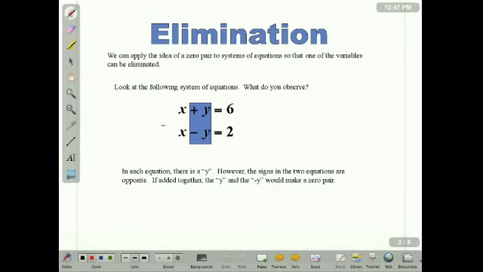given two equations in standard form, x plus y equals 6, x minus y equals positive 2, and we're being asked to find the solution, that is, to find where these two lines cross. Notice that my y's are the same value, but one is a positive and one is a negative. This allows us to combine these two equations into one and get rid of one of the variables. In this case, we're going to get rid of y.